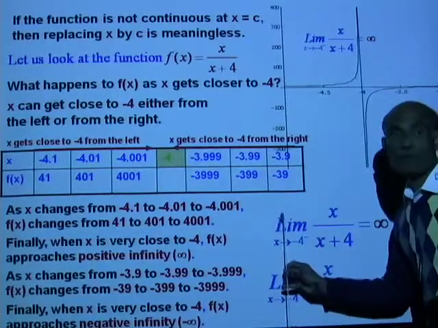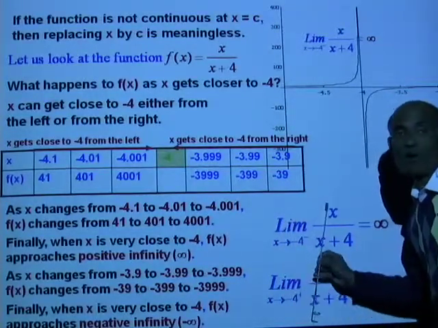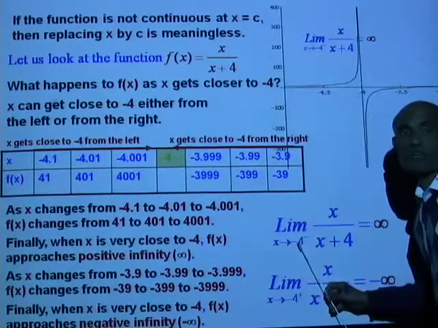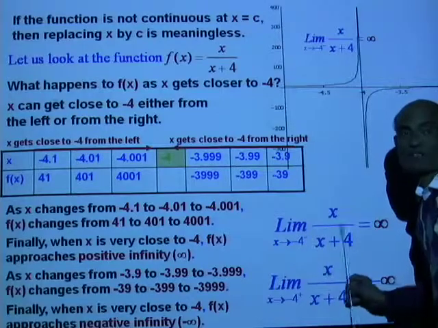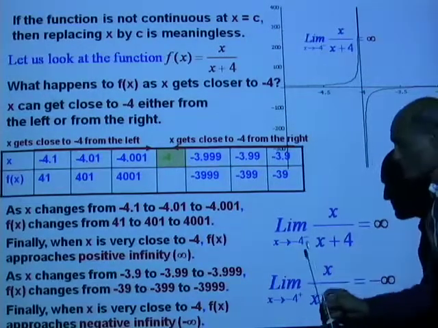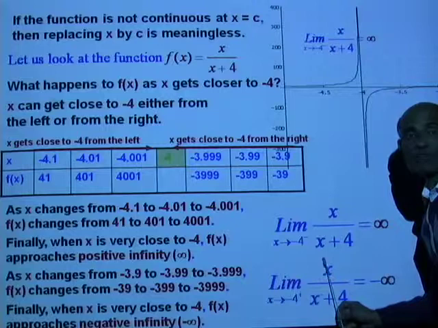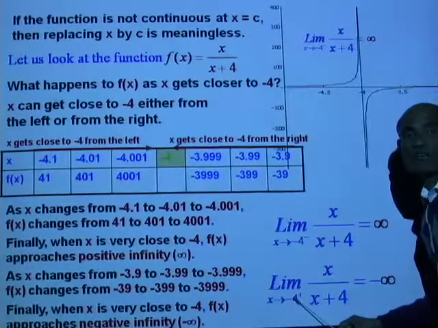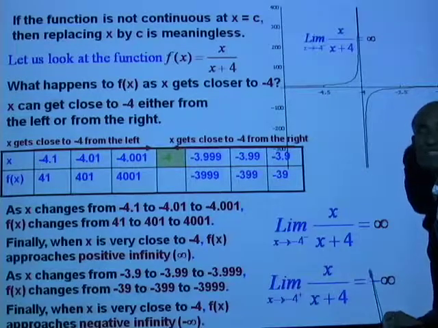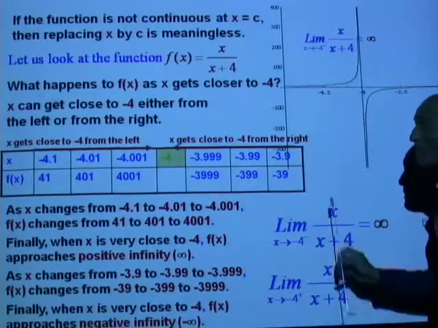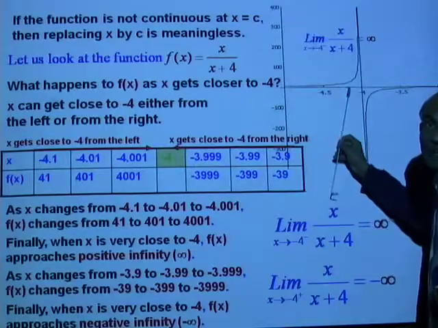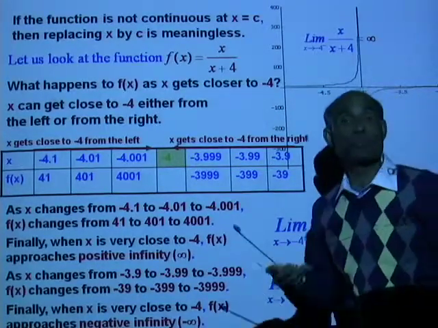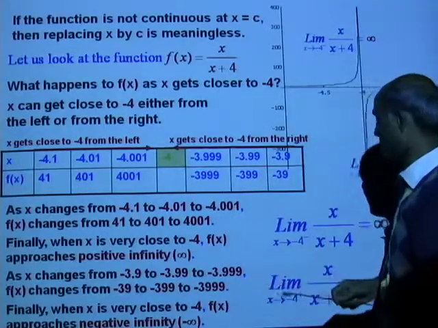So one more time. The limiting value of x over x plus 4 as x approaches negative 4 from the left is positive infinity. The limiting value of x over x plus 4 as x approaches negative 4 from the right is negative infinity. So the limit from the left is not the same as the limit from the right. Very important to know that. Okay.